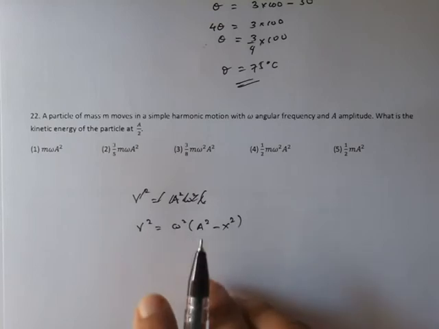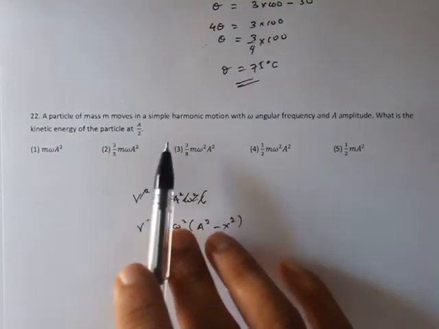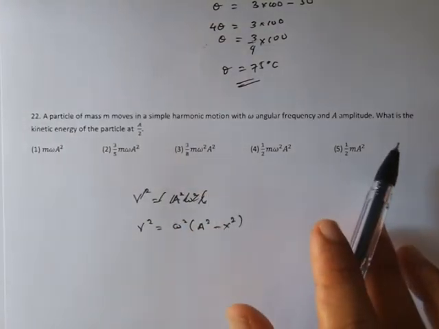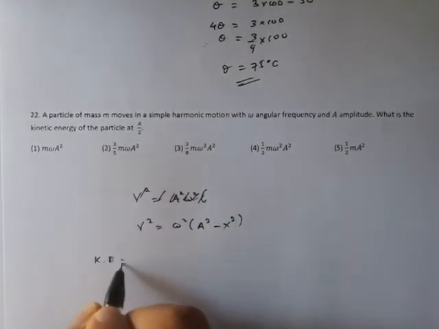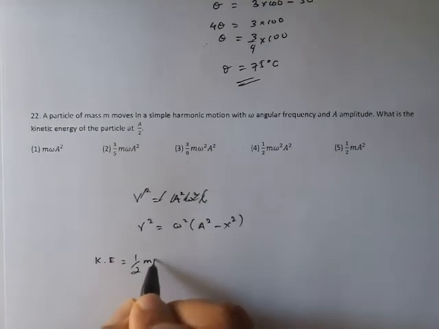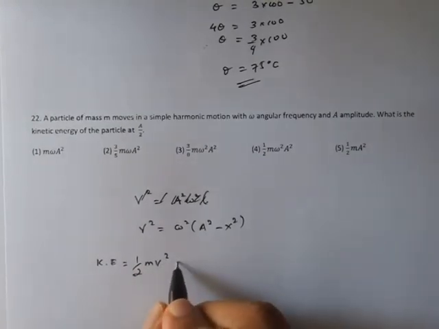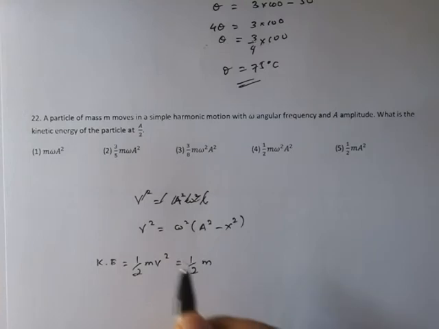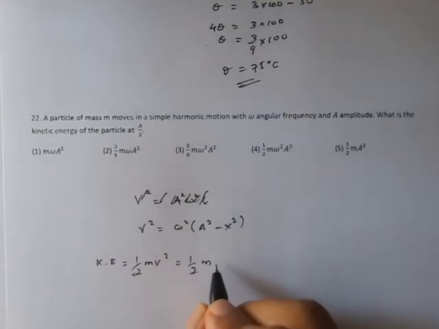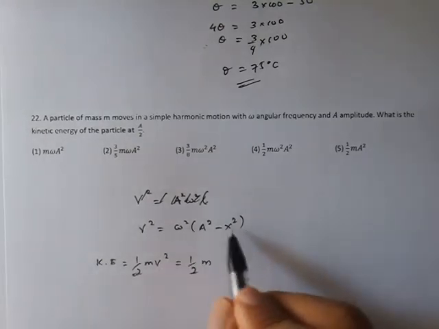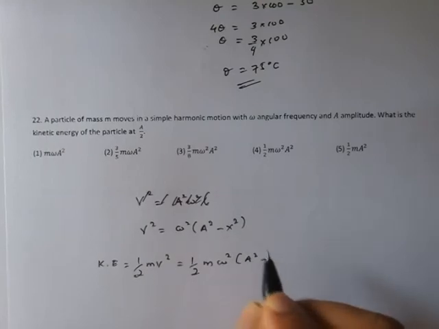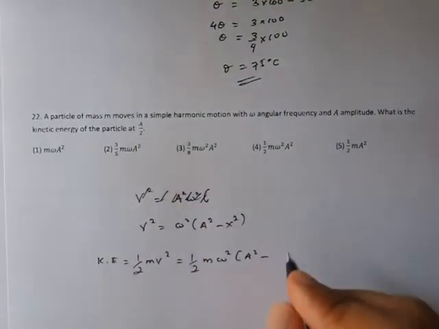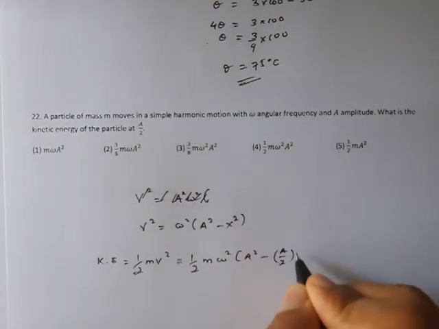So now we want to find the kinetic energy of the particle at A over 2. We know kinetic energy is equal to half m v squared. So I can write half m times v squared, and I can use this equation. So v squared is equal to omega squared times (A squared minus x squared). So x is equal to A over 2, so (A over 2) squared.